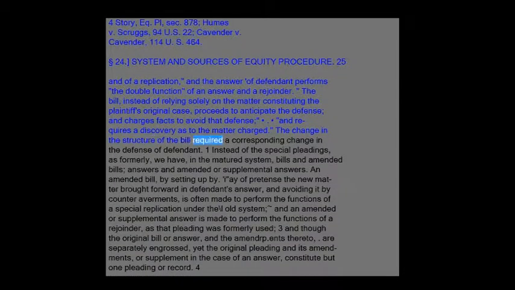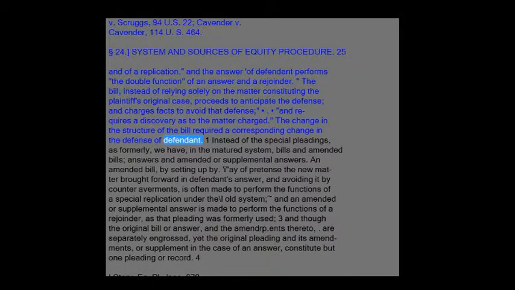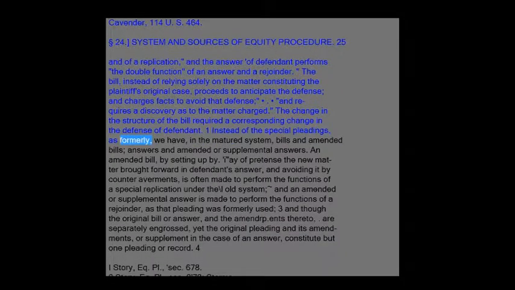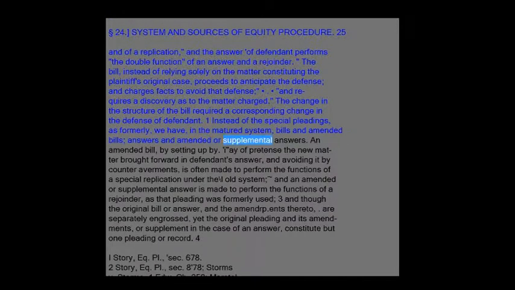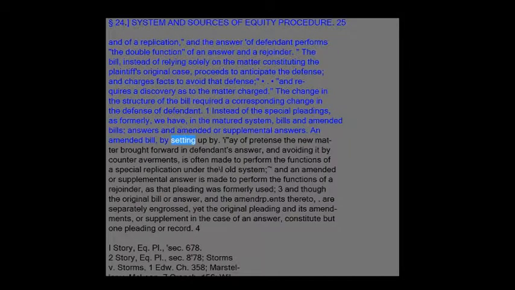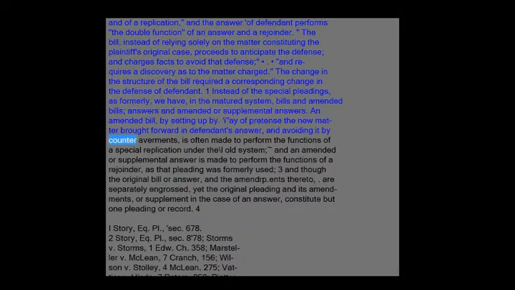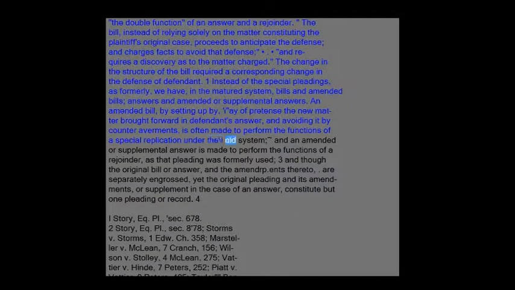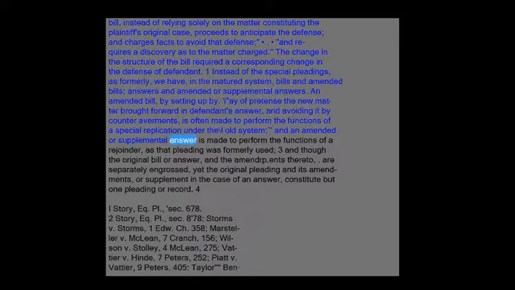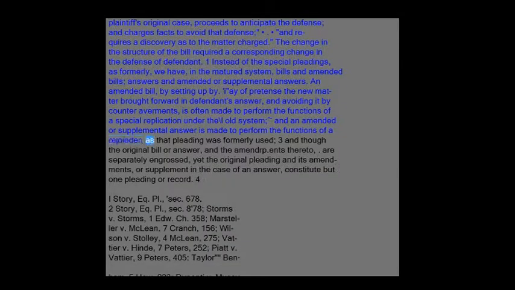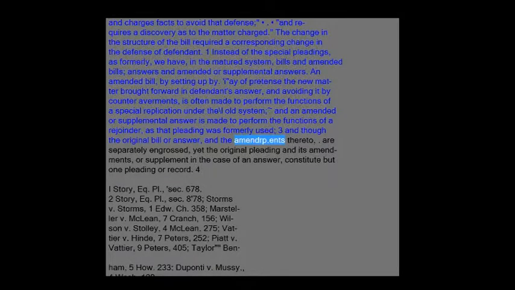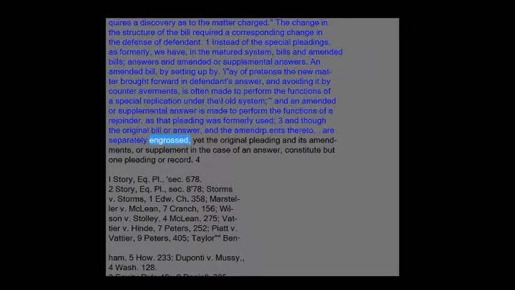The change in the structure of the bill required a corresponding change in the defense of defendant. Instead of the special pleadings, as formerly, we have, in the matured system, bills and amended bills, answers and amended or supplemental answers. An amended bill, by setting up by way of pretense the new matter brought forward in defendant's answer, and avoiding it by counter-averments, is often made to perform the functions of a special replication under the old system, and an amended or supplemental answer is made to perform the functions of a rejoinder, as that pleading was formerly used.